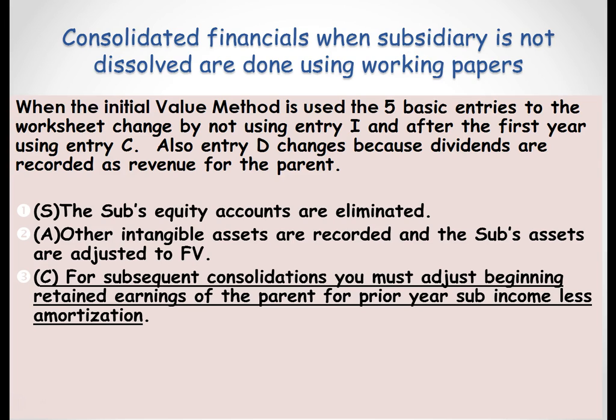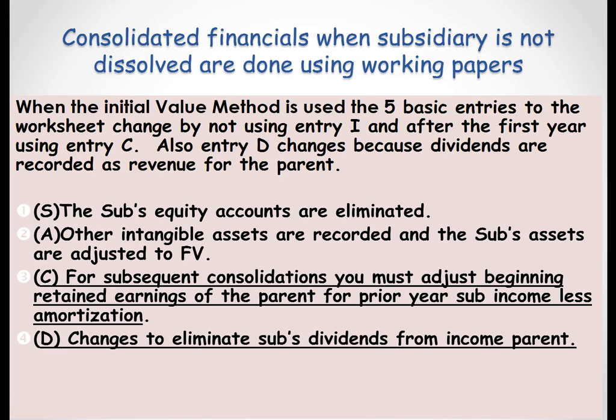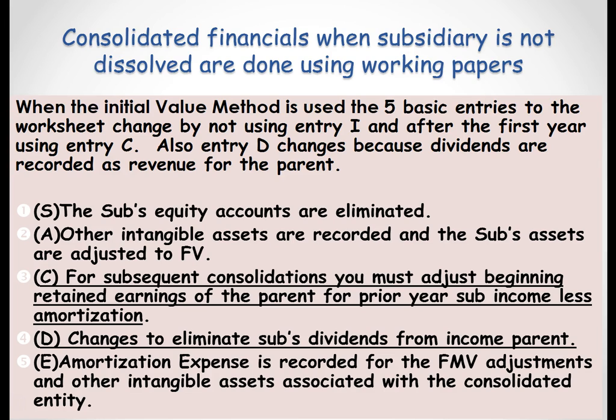For subsequent consolidations, you must adjust beginning retained earnings of the parent for the prior year's sub income less amortization. And entry B changes to eliminate the sub's dividends from income of the parent. And amortization is recorded for the fair market value adjustments. And so that one is the same.